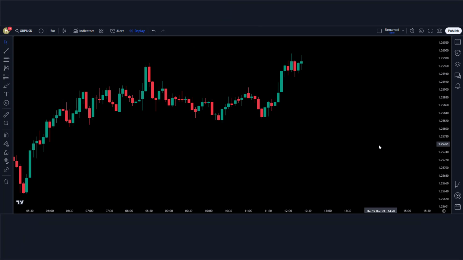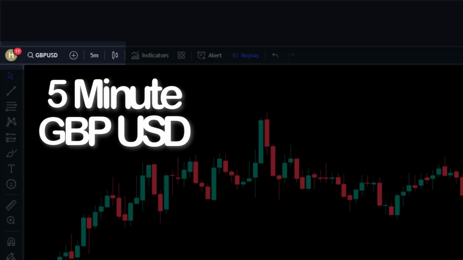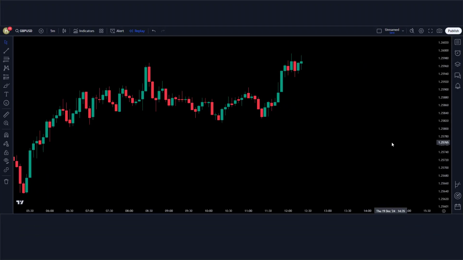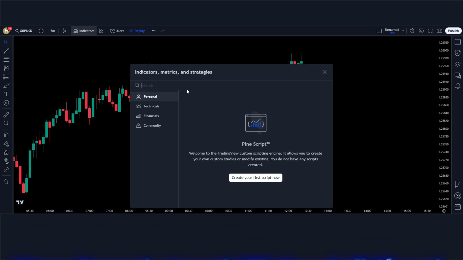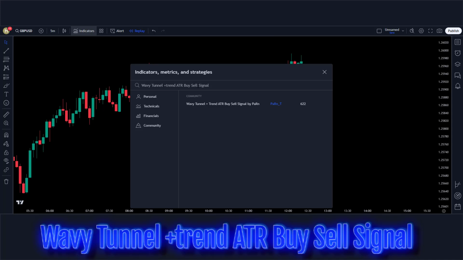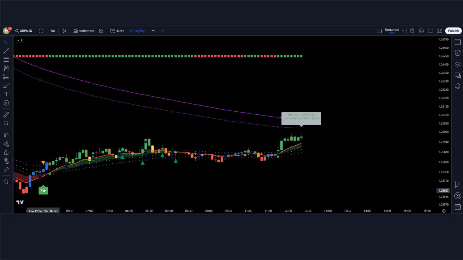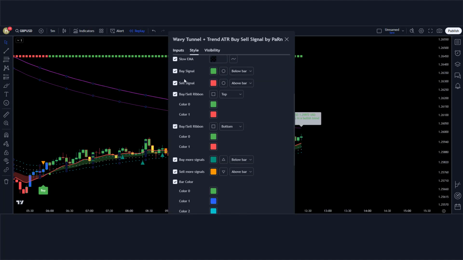So let's get started. Now let's create a trading setup. We are going to test this strategy on the 5-hour time frame in the GBP/USD chart. In this setup we would require two indicators. The first indicator is named Wavy Tunnel plus Trend ATR Buy Sell Signal. Keep the indicator settings as I have shown here.